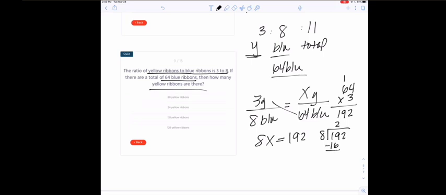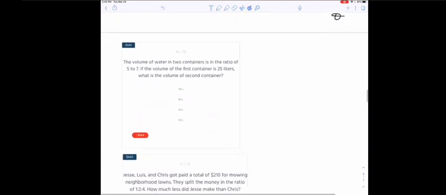8 goes into 19 2 times. 8 times 2 is 16. 19 minus 16 is 3. We're going to bring down the 2. 8 goes into 32 4 times. 8 times 4 is 32. 32 minus 32 is 0. So x equals 24. There are 24 yellow ribbons. I hope you got that. When you're ready, let's move on.